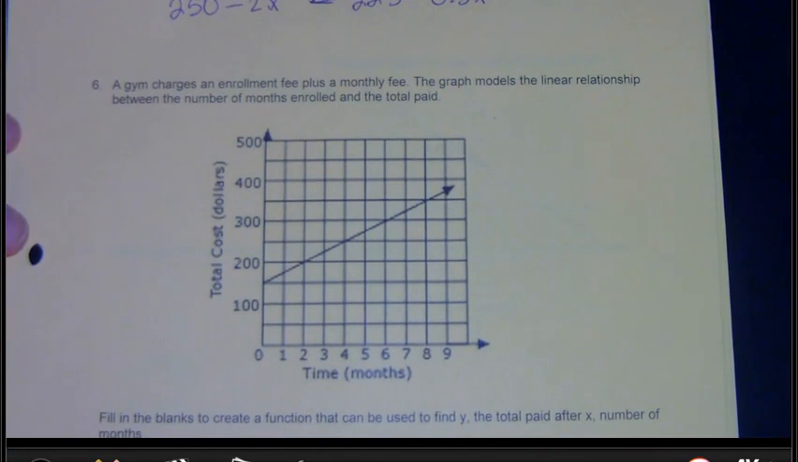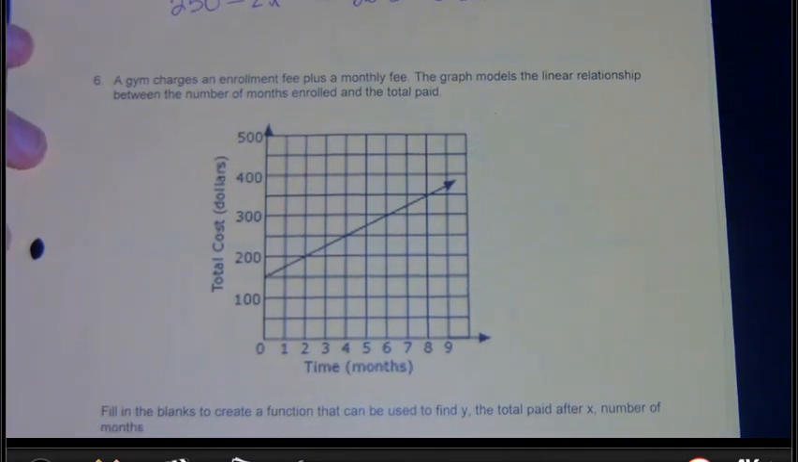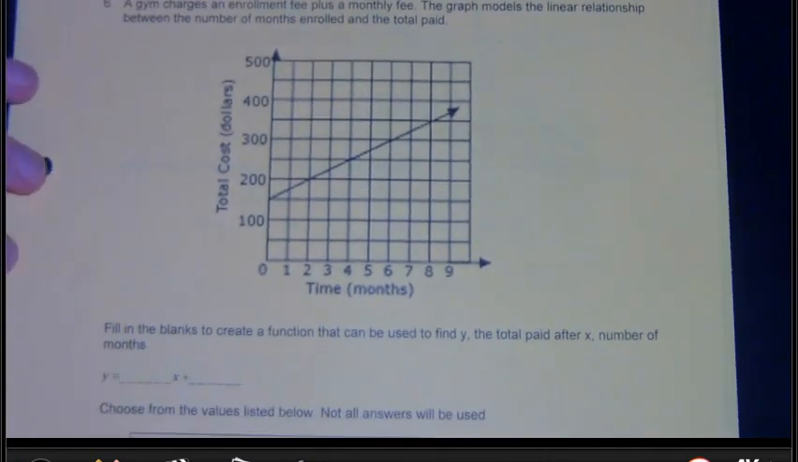A gym charges an enrollment fee plus a monthly fee. The graph models the linear relationship between the number of months enrolled and the total price paid. Fill in the blanks to create a function that can be used to find y, the total paid after X number of months. All right, choose from the values listed below.